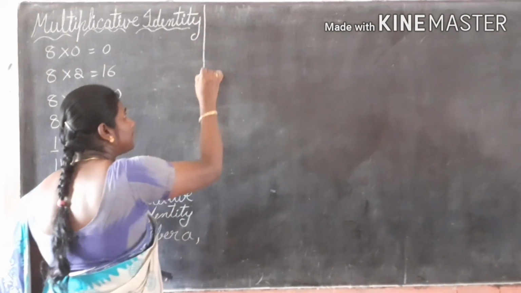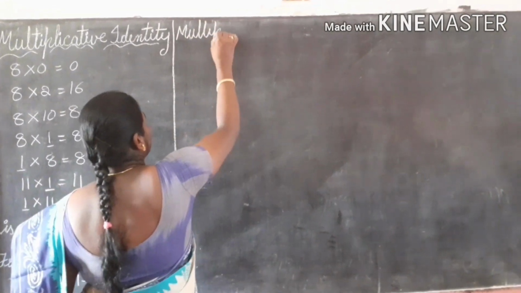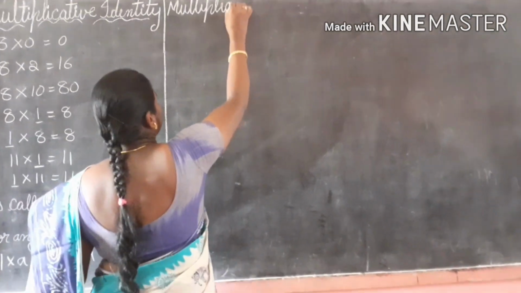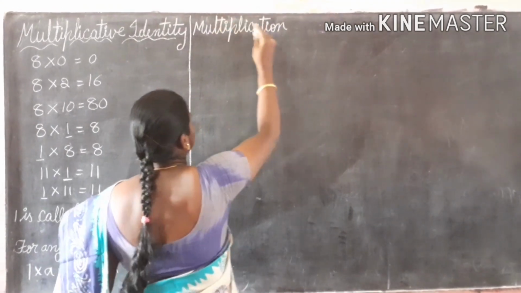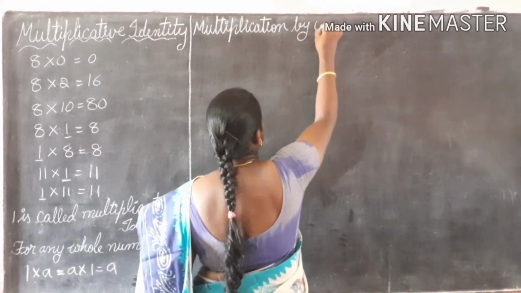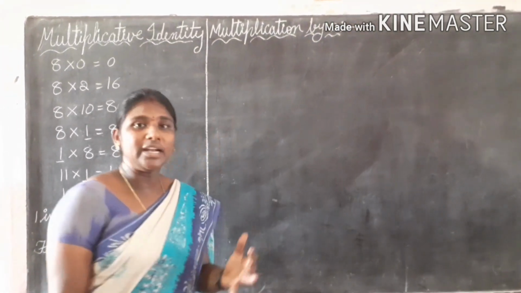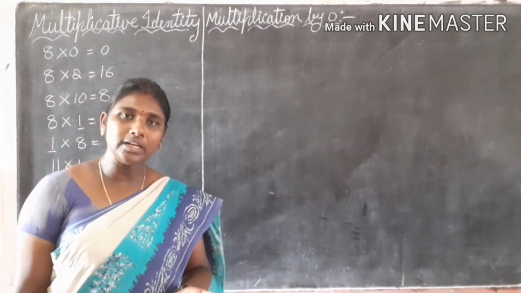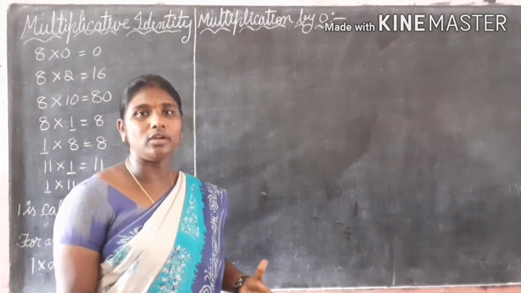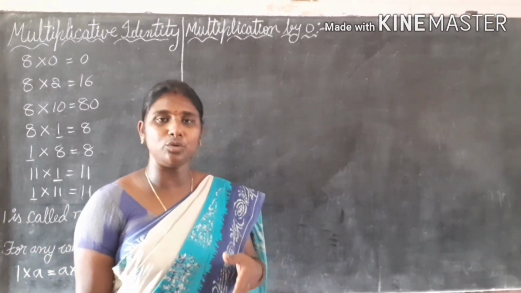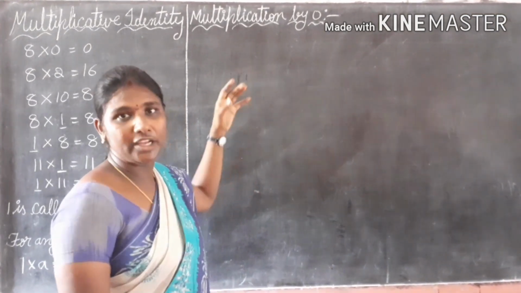Next one is multiplication by 0. If we multiply any number with 0, what will we get? 0. That is the multiplication by 0. Suppose we take one whole number, we multiply that whole number with 0. What will we get? 0 we will get. That's why it is called multiplication by 0.